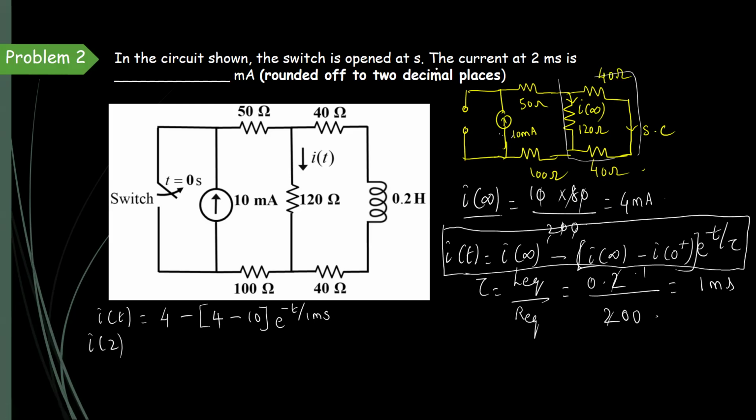Now they have asked the current at t equal to 2 milliseconds. So when we substitute t equal to 2 milliseconds, 2 by 1, e power minus 2. So 4 plus 6 e power minus 2. When we calculate this, it will be approximately equal to 4.81 milliamps. So the answer is approximately 4.81 milliamps for this transient circuit. Thus, we found the current value at t equal to 2 milliseconds. Shall we move to the next problem?